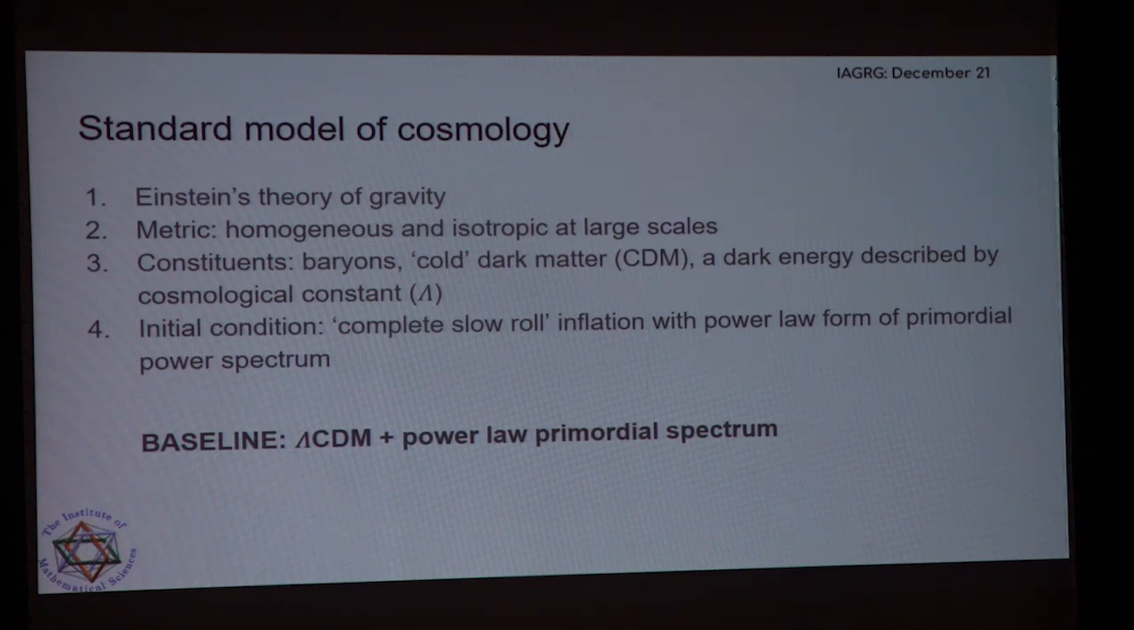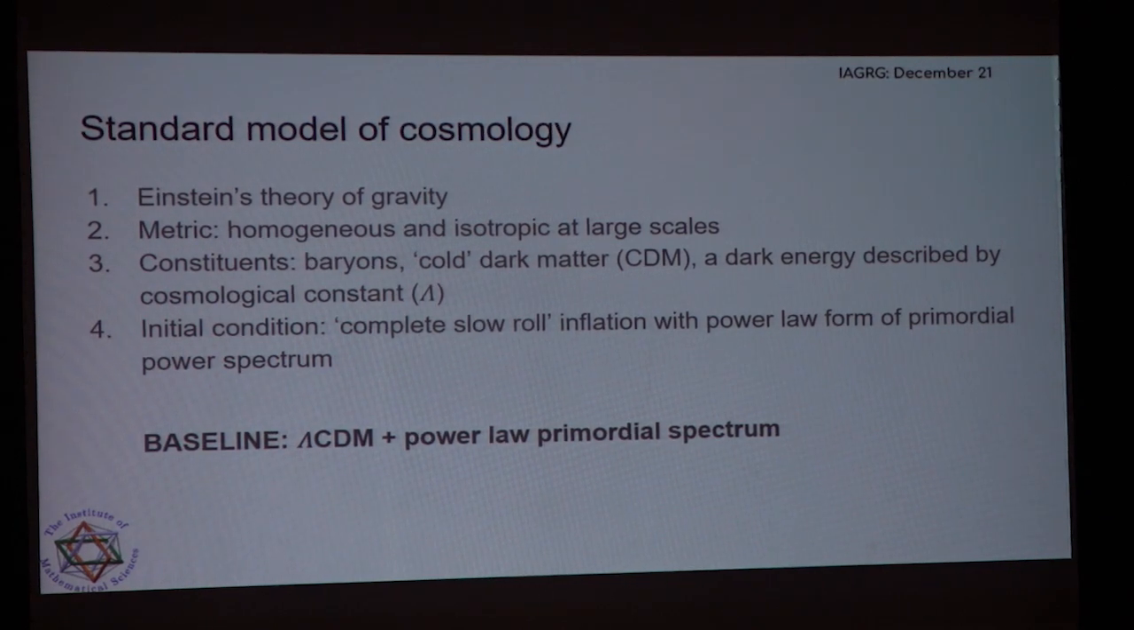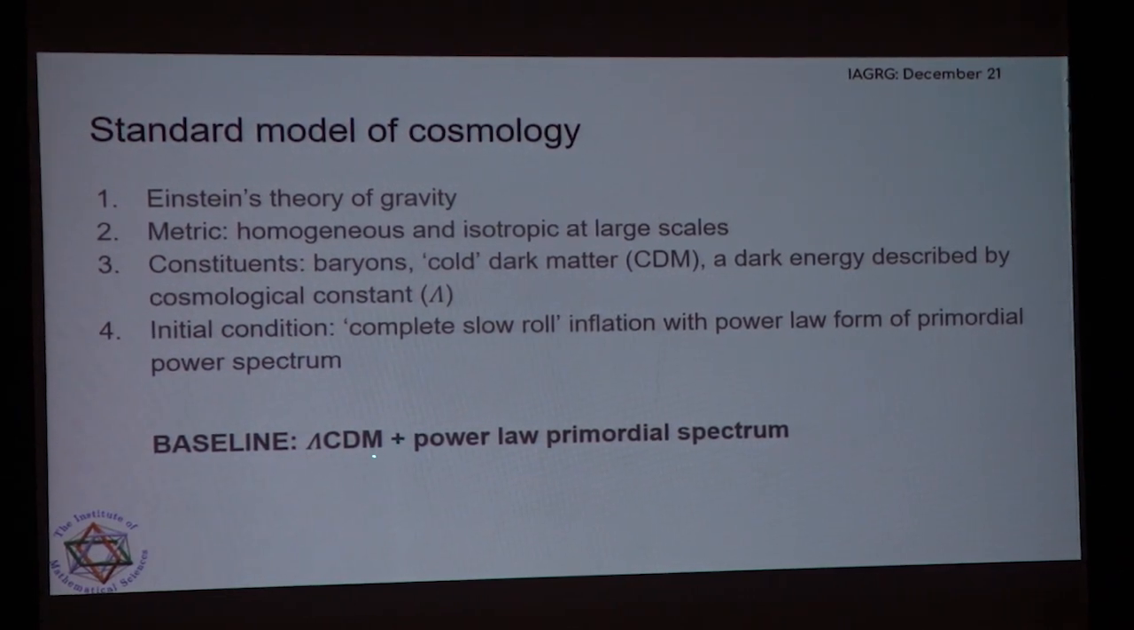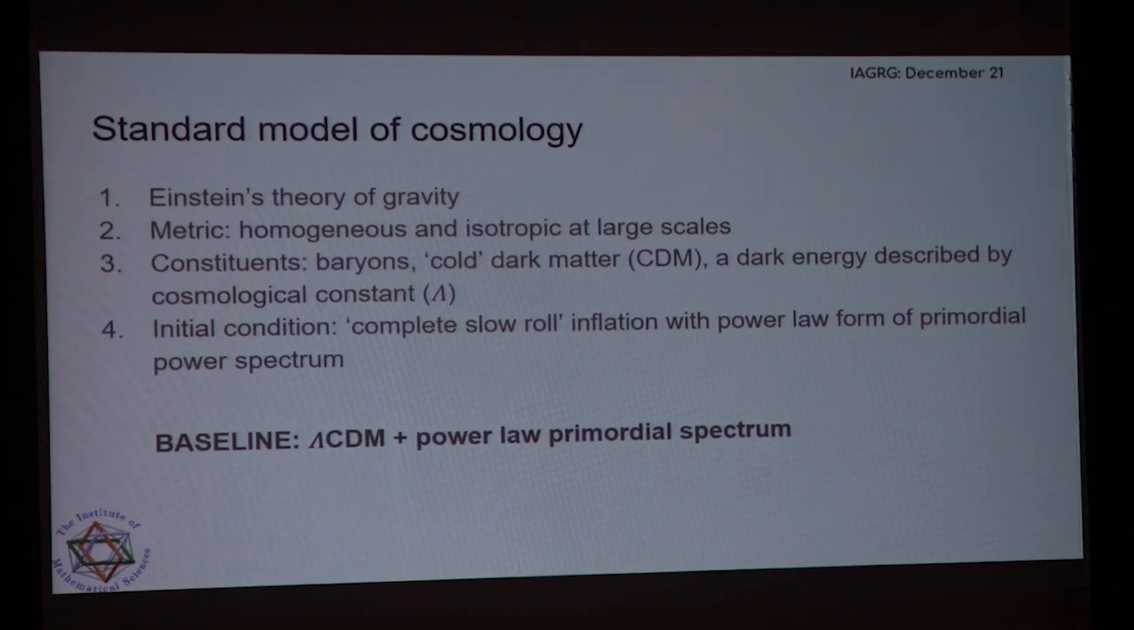The initial condition is given by a slowly rolling inflaton field, a scalar field, which gives a form of the primordial power spectrum, or the spectrum of the primordial perturbations, given by a simple power law, just one amplitude and a spectral tilt, two parameters. And combining all of them, we call it a baseline. So whenever you read a paper, a Planck satellite paper, let's say, you will see this word baseline. By baseline, we mean that we have a lambda CDM model of the universe with a power law form of the primordial power spectrum.